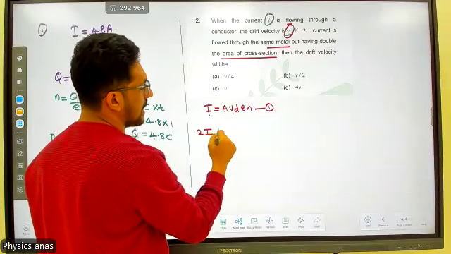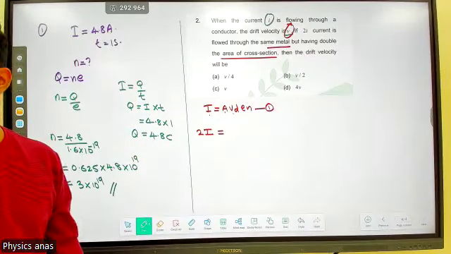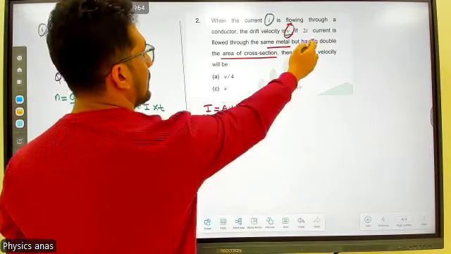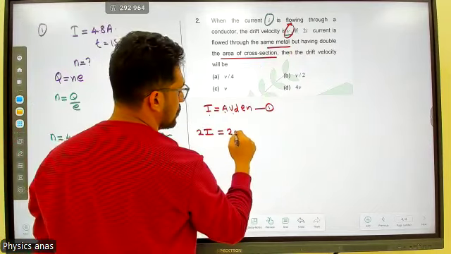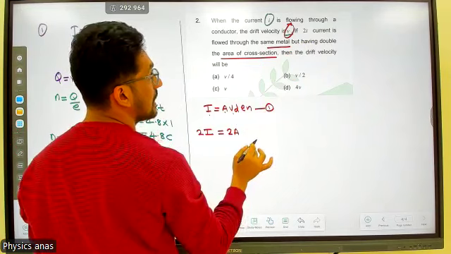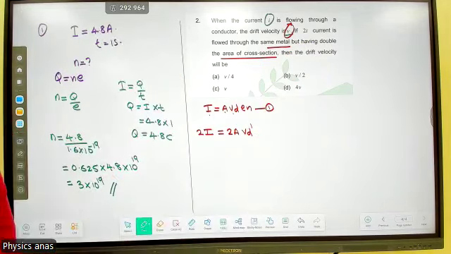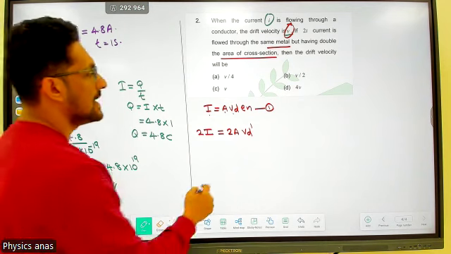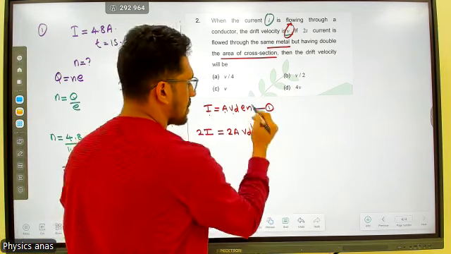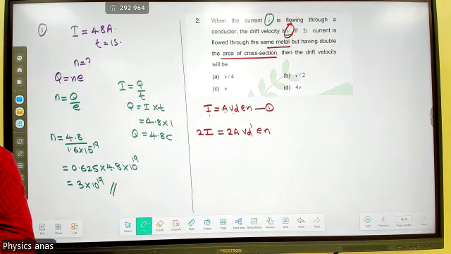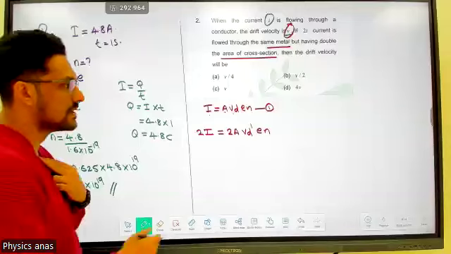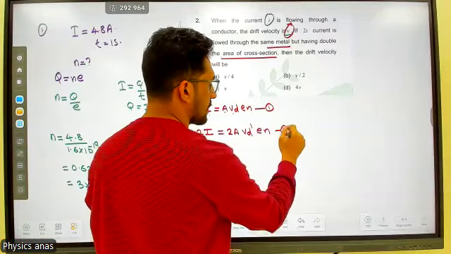In the second equation the current is the same, I. What is the area? Double the area, so it is 2A. And v_d dash, because the drift velocity has changed. You cannot give v_d; v_d has become v_d dash. Then e and n. E and n are constants. They are not changing. e is the charge of the electron, n is the number density. They are constants. So this is the second equation.